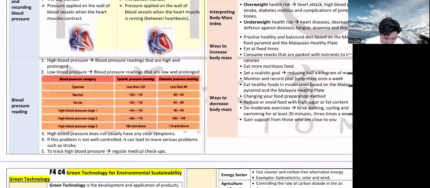If it's 140/90, that is considered high blood pressure. That's the starting point of high blood pressure: 140 over 90. Okay? Yeah, so pretty much like that.